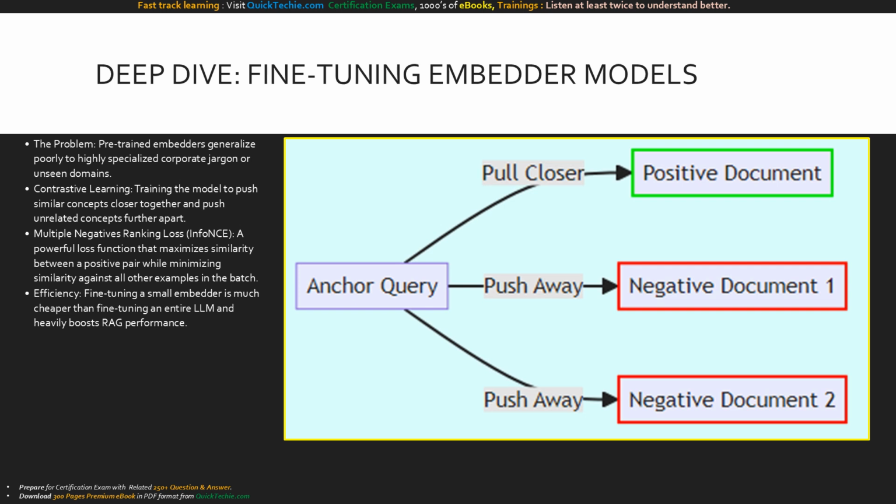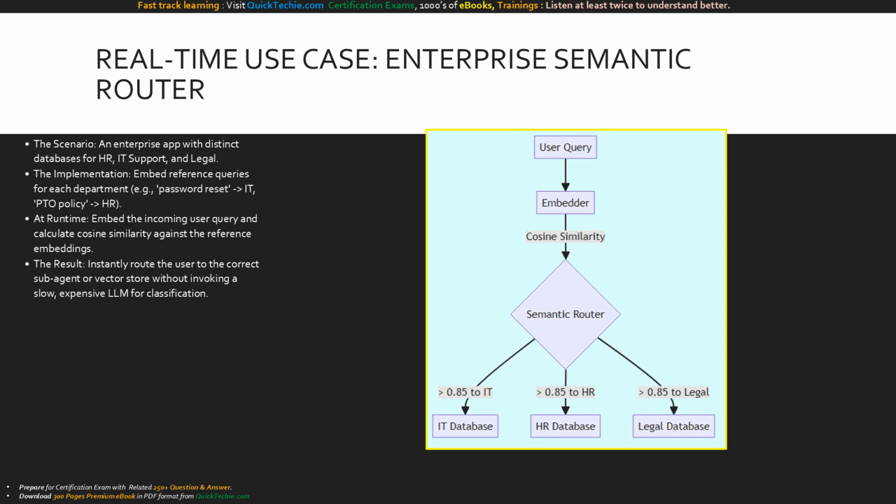This diagram visualizes contrastive learning. In the center, we have our anchor query. The training process dynamically pulls the green positive document closer in the vector space, while creating repulsive mathematical forces that push the red negative documents far away. Let's examine a powerful, real-time use case, the enterprise semantic router.